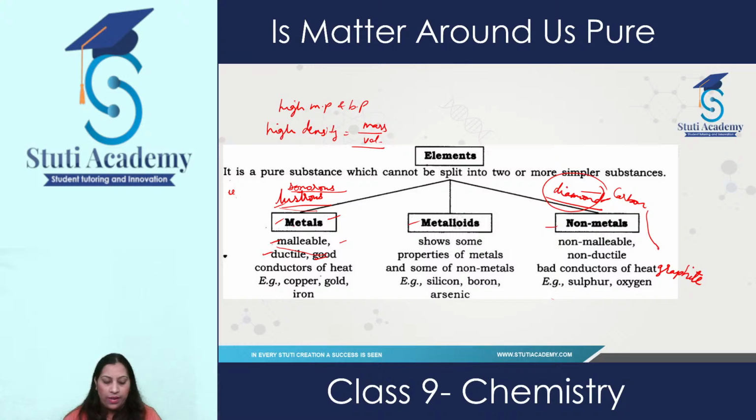Now the third one is metalloids. So metalloids are those substances which show some properties of metals and some properties of non-metals. And examples of metalloids are silicon, boron, arsenic, and many more. So these are three different types of elements: metals, non-metals, and metalloids.